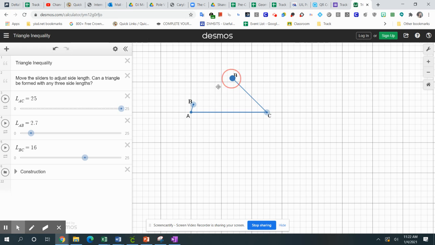But if you notice, if I try to move it, oh, whoops, I went too far. I can never make a triangle with these because these two legs are way too short. They will never touch, right? So if they don't touch together, that means that we can't make a triangle out of it, okay?